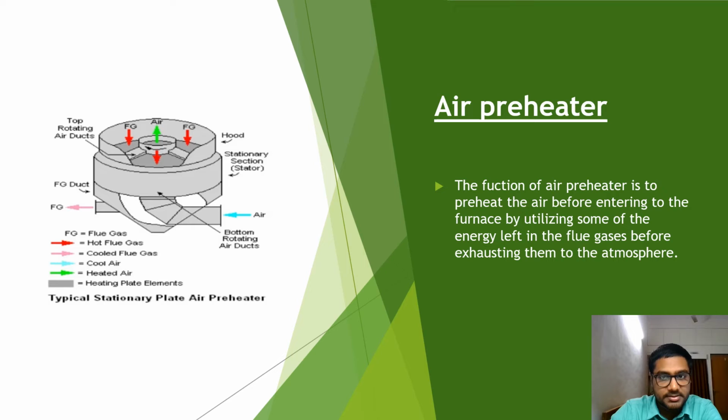Okay, this is now the air preheater. The function of the air preheater is to preheat the air before entering the furnace by utilizing some of the energy left in the flue gases before releasing them to the atmosphere. So as the air is finally released into the atmosphere, we take the maximum output we can from it.